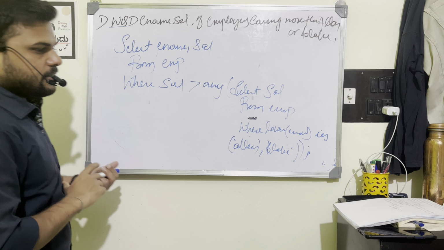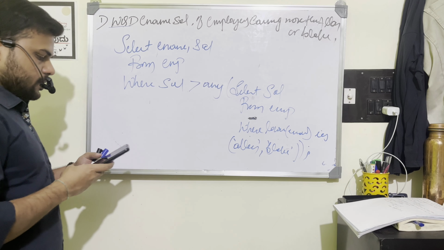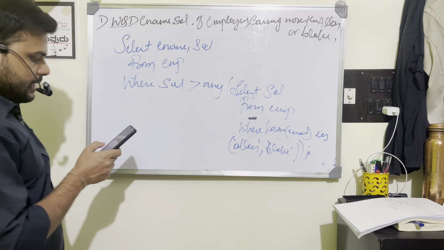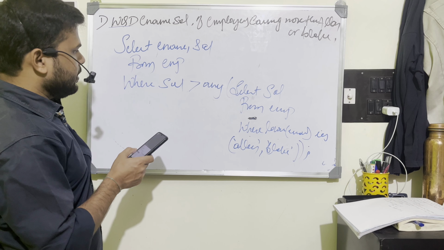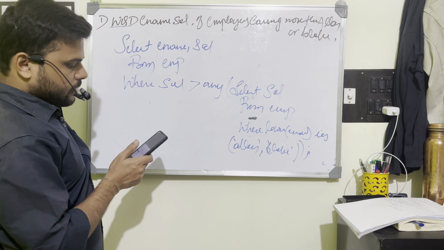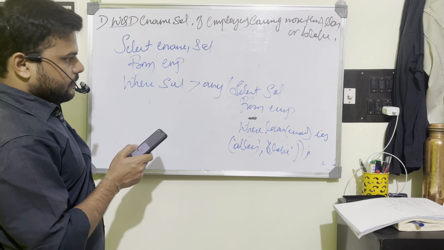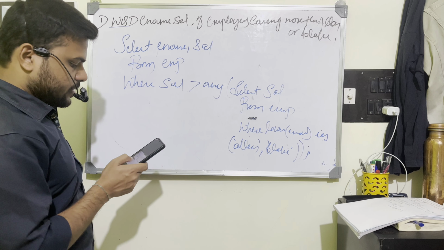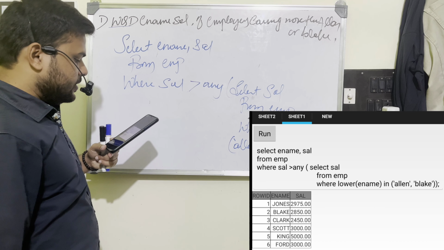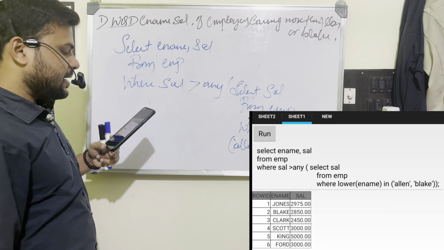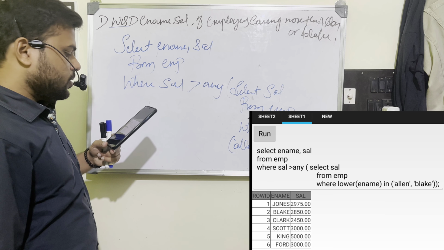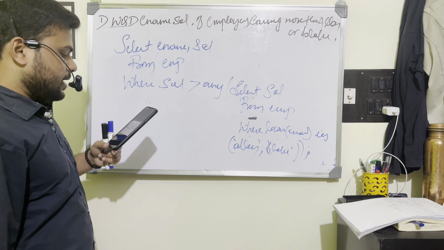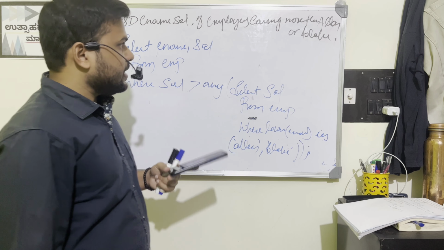Let me execute this query. Select ename, sal from EMP where sal greater than any, select sal from EMP where lower of ename in Alan and Blake. Click on run. I am getting 6 rows with employee name and their salary: Jones, Blake, Clark, Scott, King, Ford, and I am getting the output with their salaries.